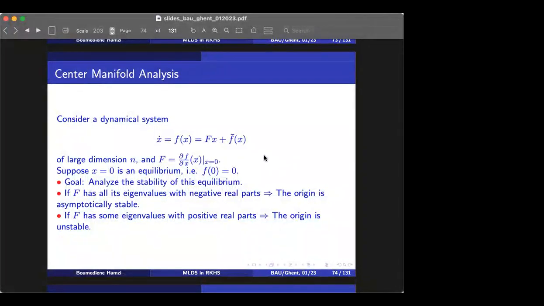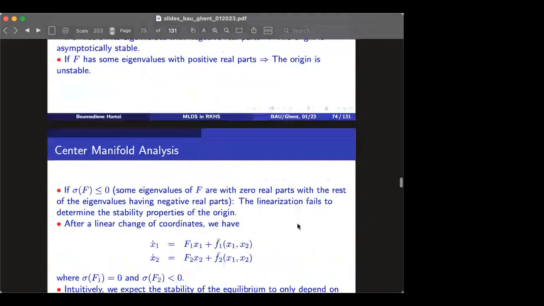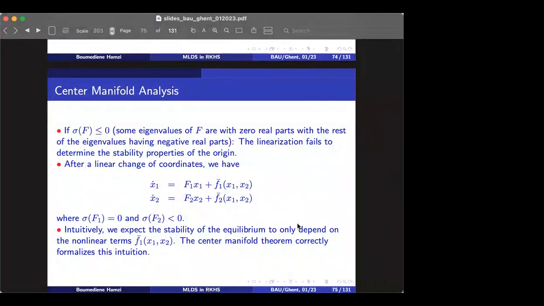Assume that we have an equilibrium point. We have a dynamical system, x dot is equal to f of x, and our goal is to analyze the stability of this equilibrium point. If all the eigenvalues of capital F have negative real part, the origin is asymptotically stable. If some of them have positive real part, the origin is unstable, and this is something that we know. But we also know that if some of them are on the imaginary axis and others have negative real part, then the linearization test fails. And this is where the center manifold theorem comes into play.